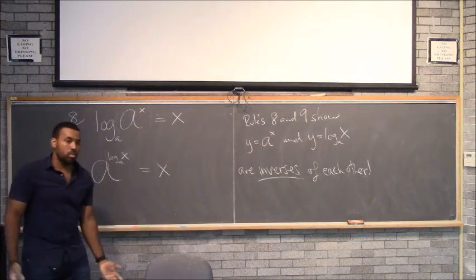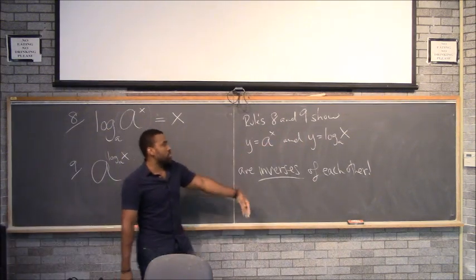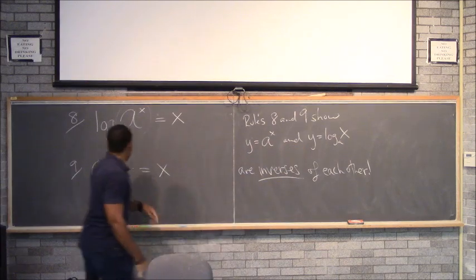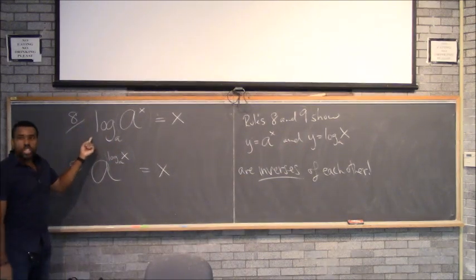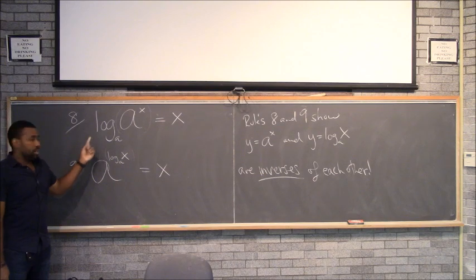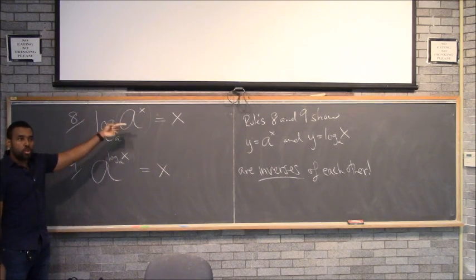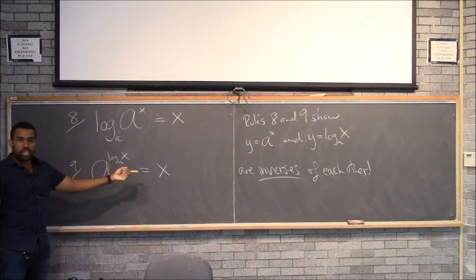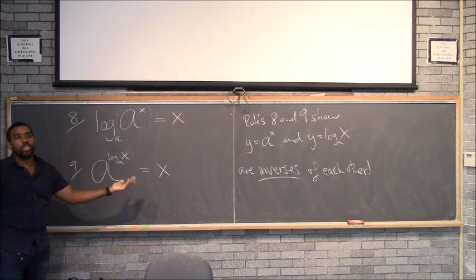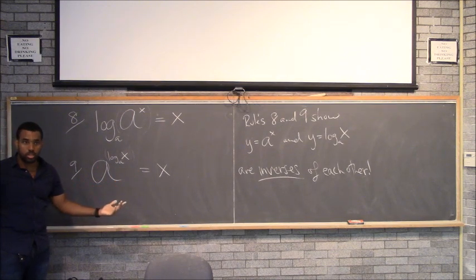Because that's how inverse functions behave. If I call this f of x and that g of x, then this guy will be g of f of x, and this guy will be f of g of x. So I'm saying g of f of x equals x, and f of g of x equals x. When does that happen? When f and g are inverse functions, right?